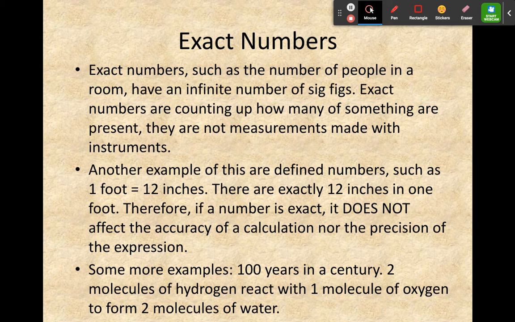Then you have some more examples. So you can just put EX on the bottom. 100 years in a century. 2 molecules of hydrogen react with 1 molecule of oxygen to form 2 molecules of water.